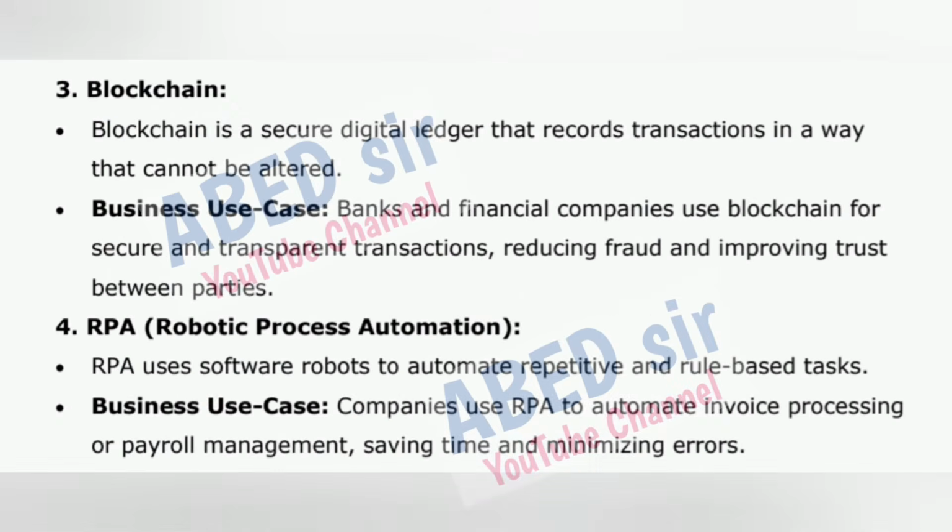3. Blockchain. Blockchain is a secure digital ledger that records transactions in a way that cannot be altered. Business use case: banks and financial companies use blockchain for secure and transparent transactions, reducing fraud and improving trust between parties. 4. RPA, Robotic Process Automation.